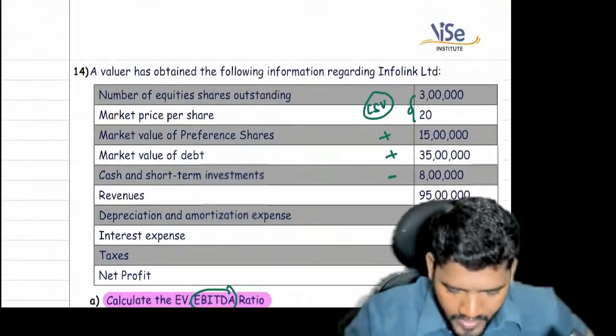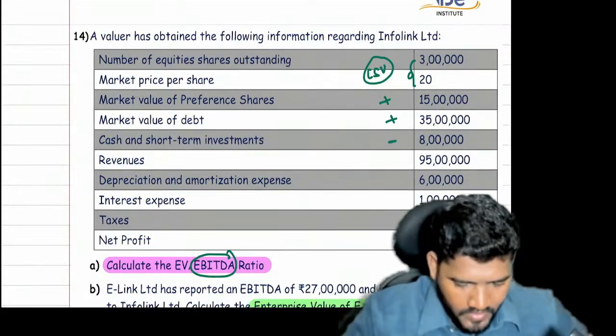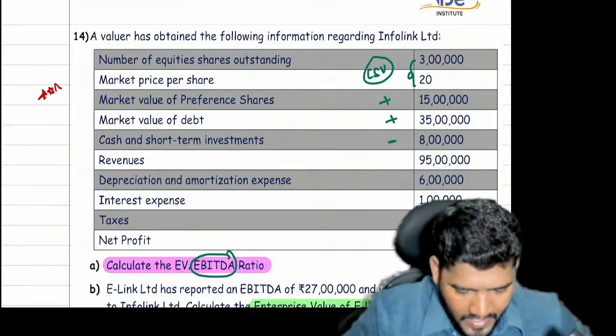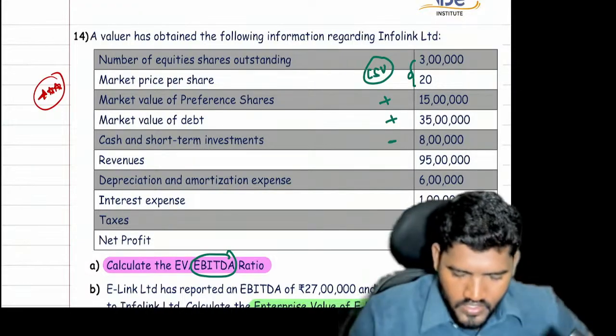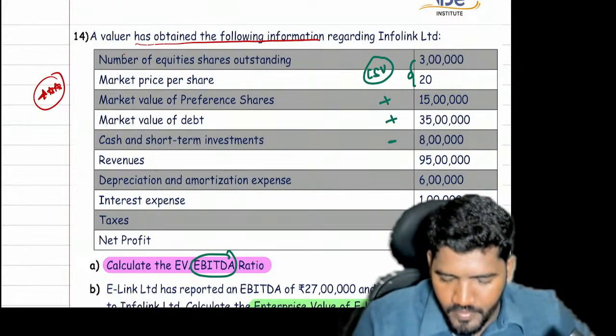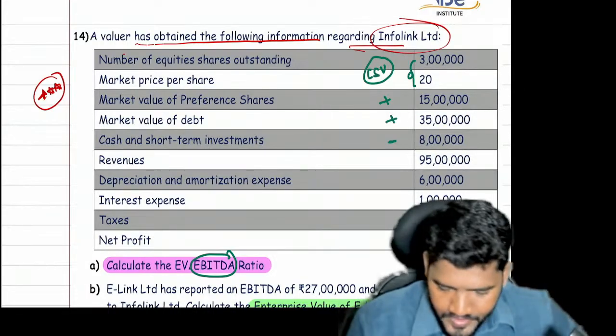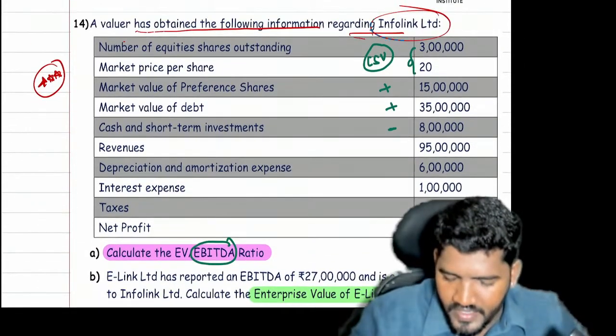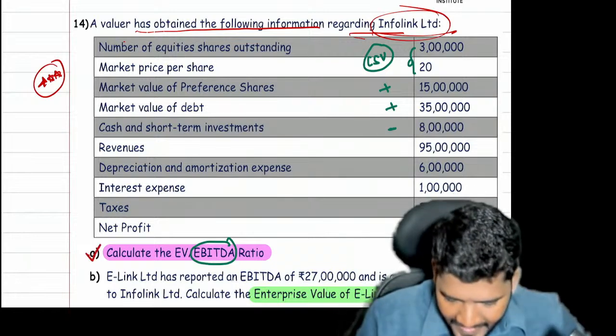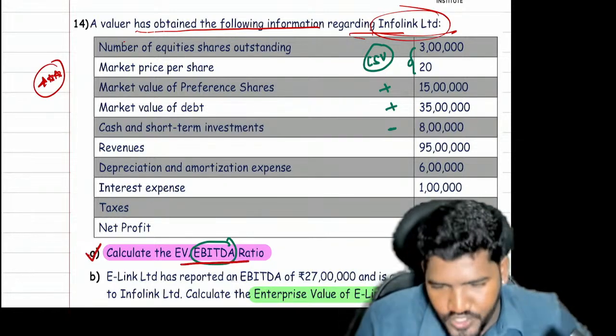Okay. Now let us check illustration number 14. This has already been covered, it already came in our exam. A valuer has obtained the following information regarding InfoLink Limited. With the help of InfoLink information, they're asking to calculate the enterprise value to EBITDA ratio.